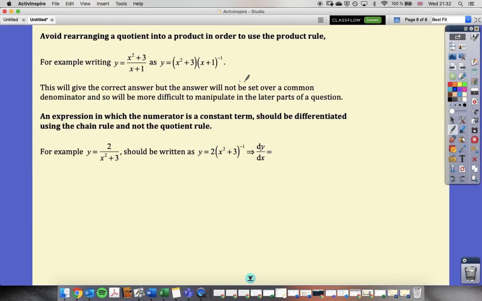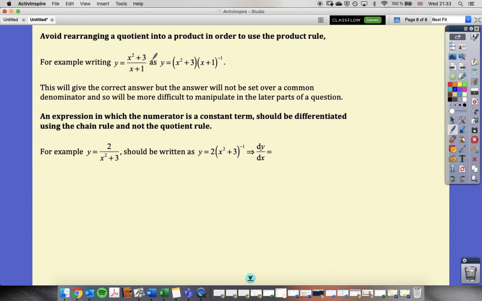Okay, before we finish, a couple of notes, tips to help you avoid going down some routes that aren't always very helpful. The first is, it's generally best to avoid rearranging a quotient into a product rule. The product rule is simpler, but generally what you will get out of it will be less helpful than what you would get out of the quotient rule. And if you need to do something with that derivative, it's generally better if you stick with the quotient rule.